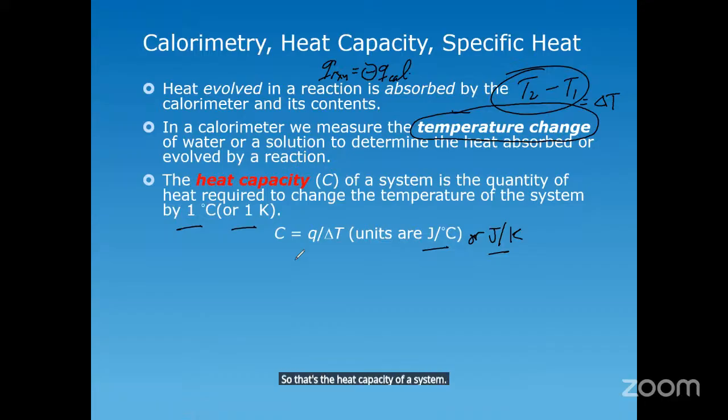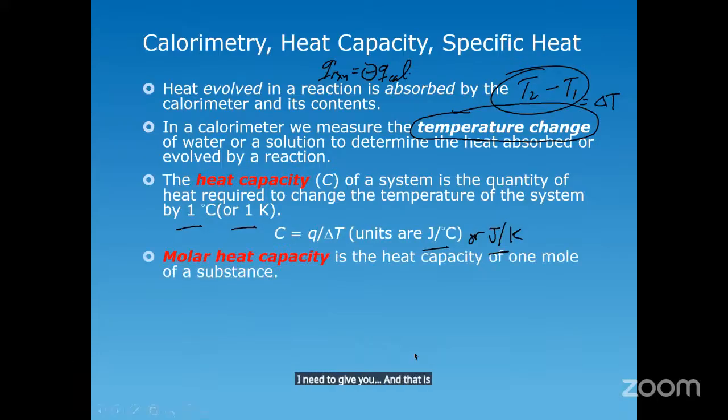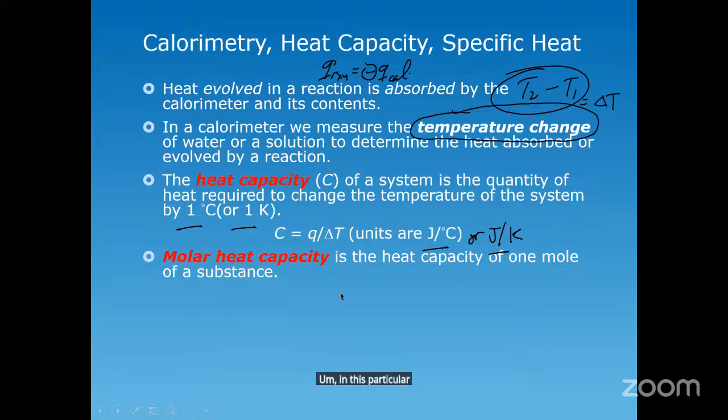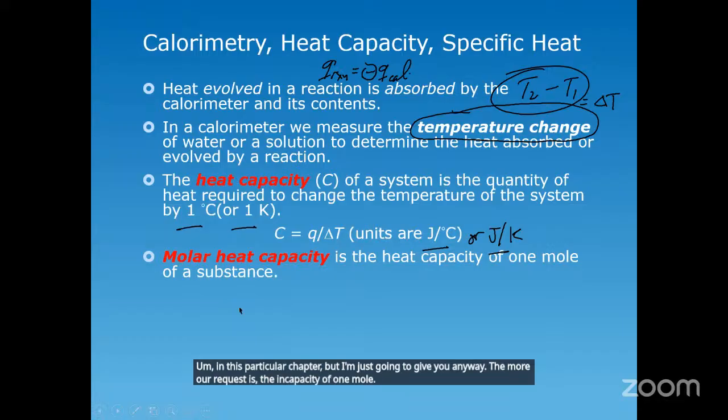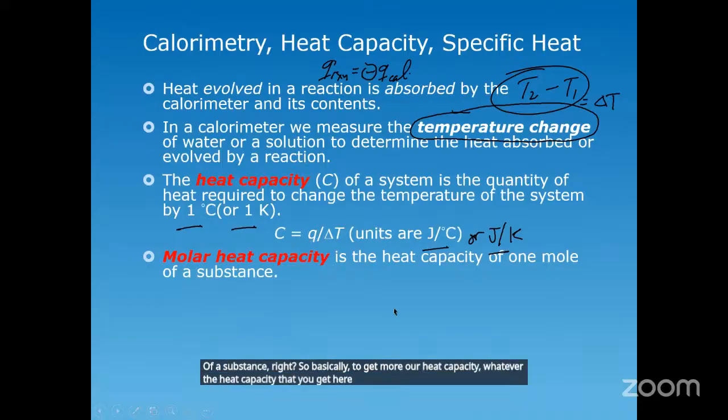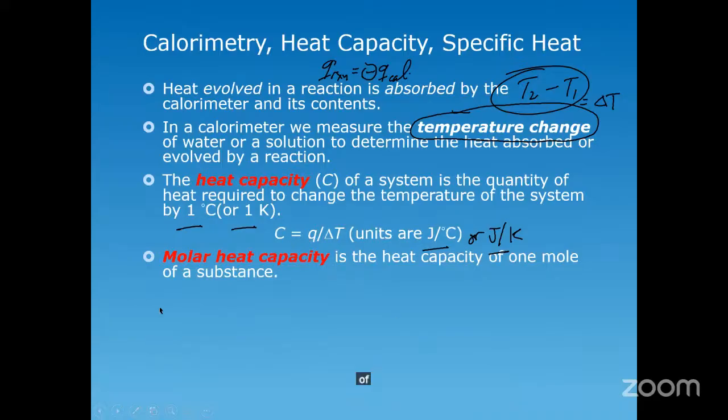Then there's another definition I need to give you, and that is the molar heat capacity. Now this one, I'll be honest with you, I don't anticipate you guys using in this particular chapter, but I'm just going to give it to you anyway. The molar heat capacity is the heat capacity of 1 mole of a substance. So to get the molar heat capacity, whatever heat capacity you get here, you divide by the moles of the substance involved in the reaction.